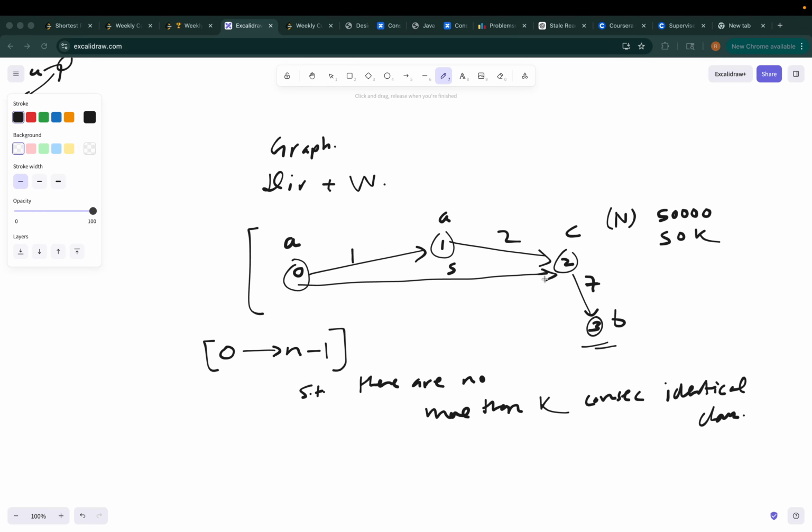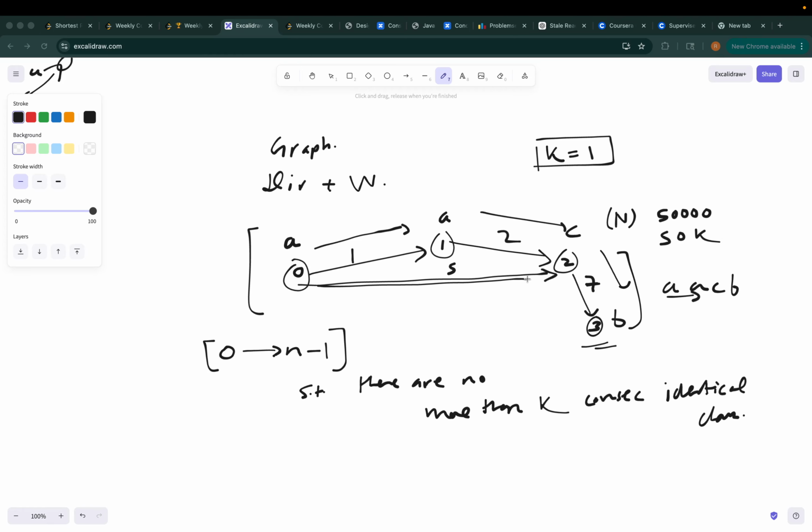In this example, let's say k was given as 1. So you cannot go through this path. This path is AACB. Here A occurs twice consecutively, so it's violating this condition. What we can do instead is travel this path, which is ACB. From 0 you went to 2 and then you went to 3. In that case the weight that you got was 12.